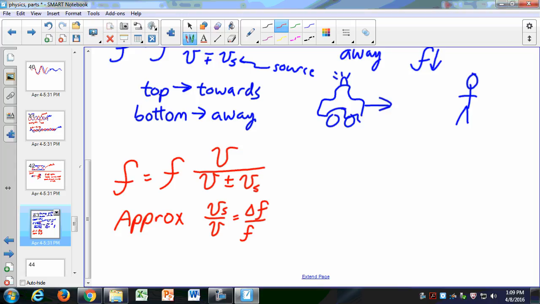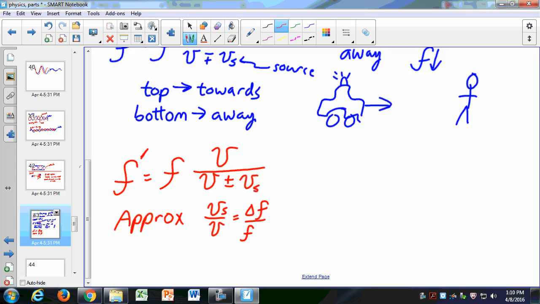All right, but for now, we'll just stick with this, where our new frequency is equal to the frequency of the source, the actual frequency of the object, times the velocity of the wave divided by the velocity plus or minus the velocity of the source. Let's just try this in some problems.